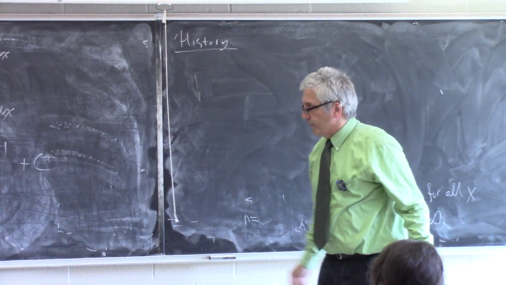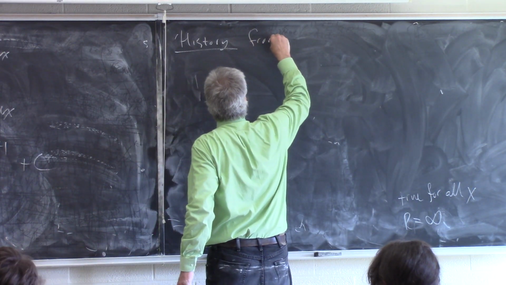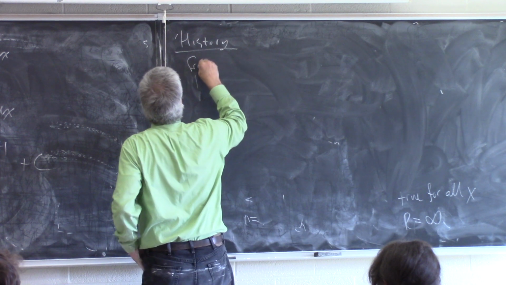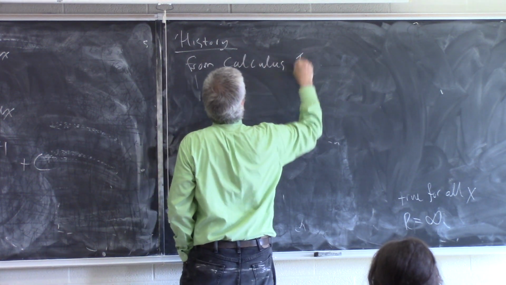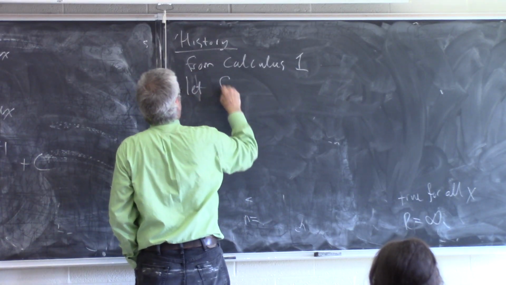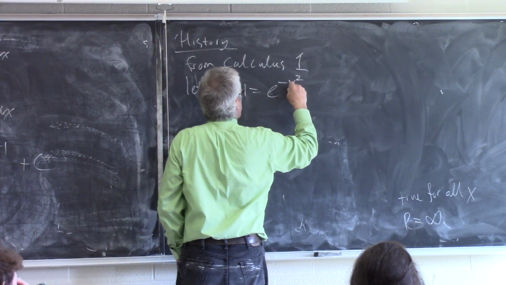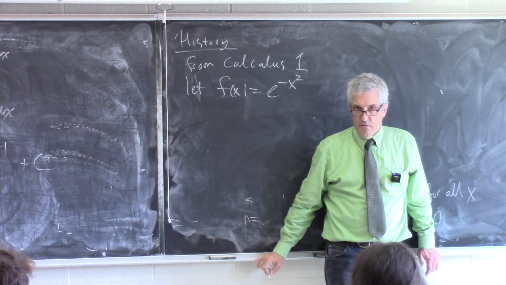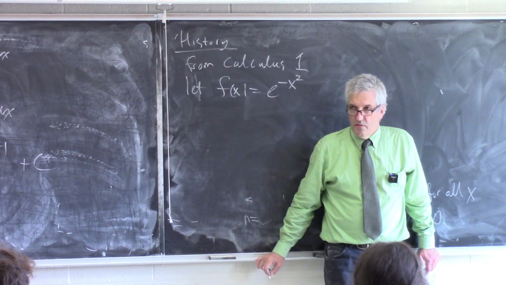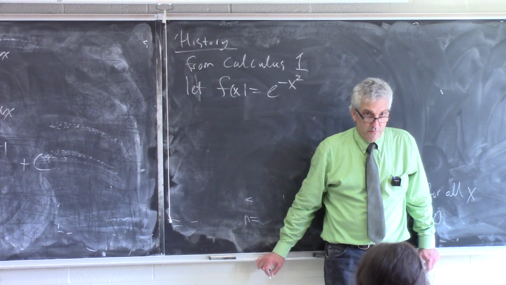A little bit of history for you. Remember from Calc 1? Let's let f of x be e to the minus x squared. Anybody remember what famous function this is called? But a more common name, reflecting the shape of it? Bell curve, right.